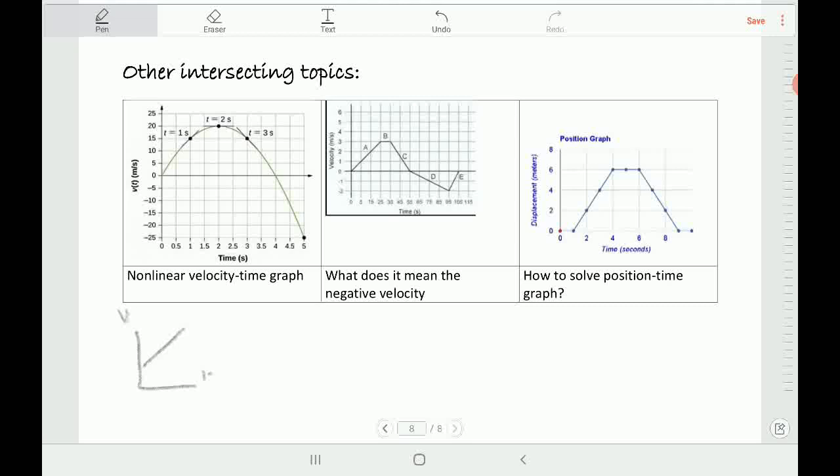Okay, another situation here. What happens when the velocity gets negative? It gets below the time axis. It's a negative value. What does it mean that the velocity is negative? Also we are going to learn that. When you have negative velocity, it means that the car is turning in the other direction. And also there are other graphs. We just learned the velocity time graph, but there is the position time graph, there is the acceleration time graph. There are other graphs that will come in the future when we have a chance.